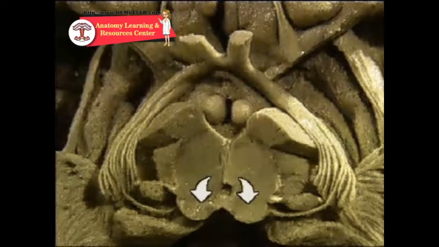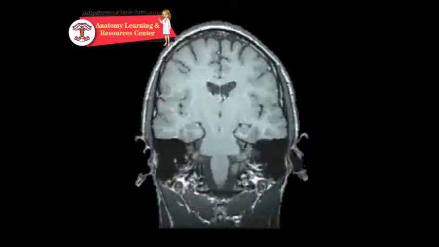The medial geniculate body forms part of the auditory pathway. Fibers arrive from the lateral lemniscus of the same side, and from both inferior colliculi in the inferior brachium. Efferents form the auditory radiation, which terminates in the primary and secondary acoustic areas of the temporal lobe.